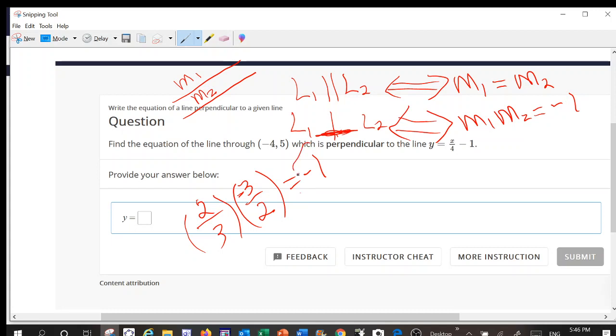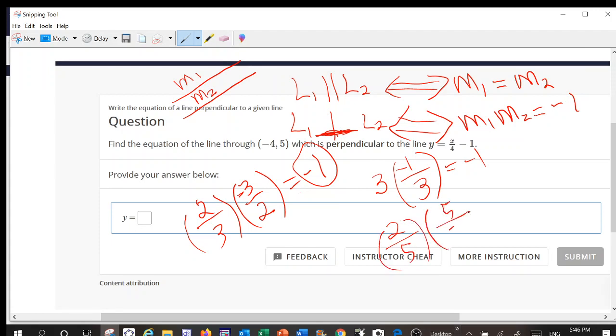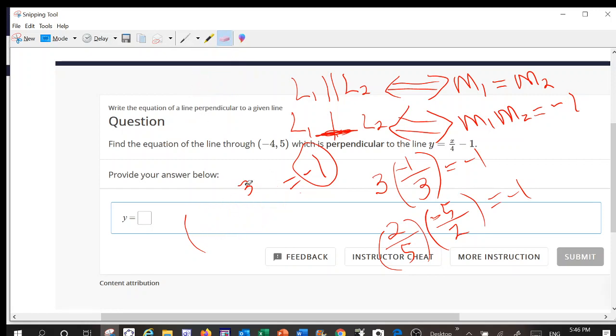In order for this to be true, for example, if one of them is 3, the other one has to be negative 1/3. Then the answer is -1. If one of them is 2/5, the other one has to be 5/2 but negative. Alright, so now we know how to tell if two lines are perpendicular or parallel.